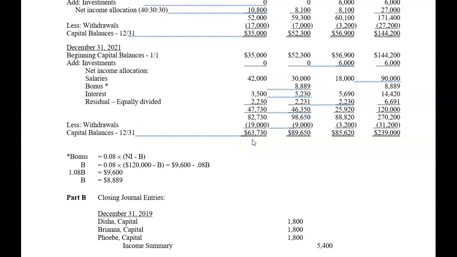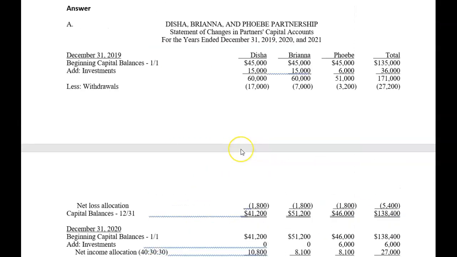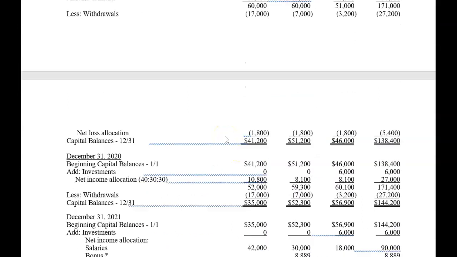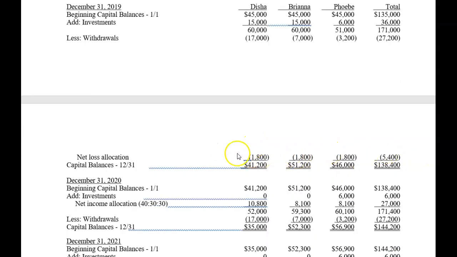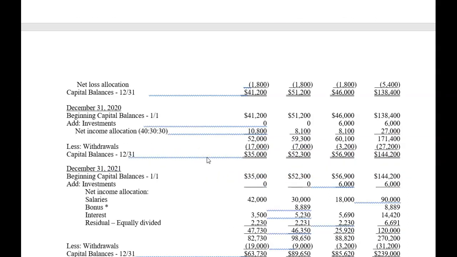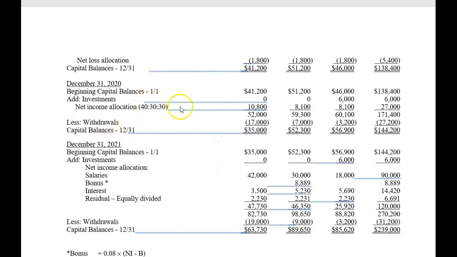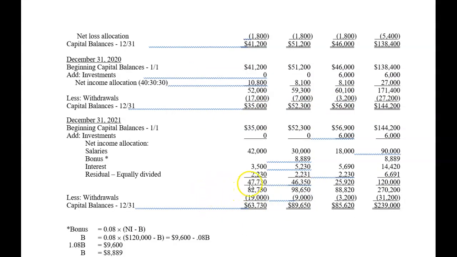So you have 3 years with slightly different situations in each of those 3 years to see how the terms of the partnership agreement would apply. As far as the closing entries go, you are going to find the line for the income in each of these years. In the first one, the loss allocation is $1,800 each. In the second, we have the income allocation, the 27,000 is allocated in this fashion. And then in 2021, it would be the allocation right here of the 120,000.